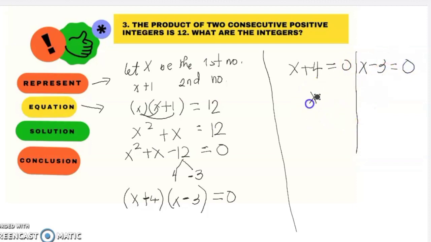So, x is equal to negative 4. The other one is x is equal to positive 3. Since we are talking about the two consecutive positive integers, we will only consider the value of x is equal to 3. So, since 3 yung first integer natin, so ang second integer natin is 3 plus 1, which is 4. So, therefore, the two numbers are 3 and 4.